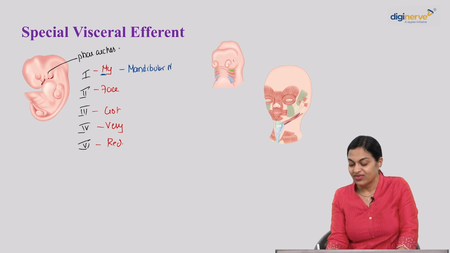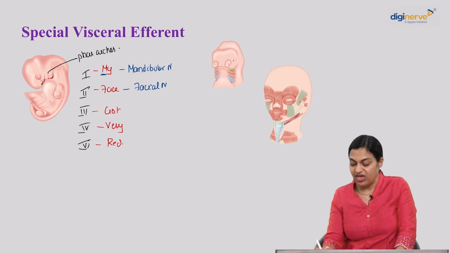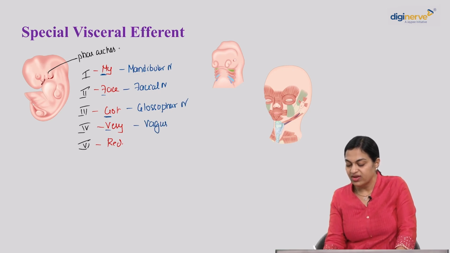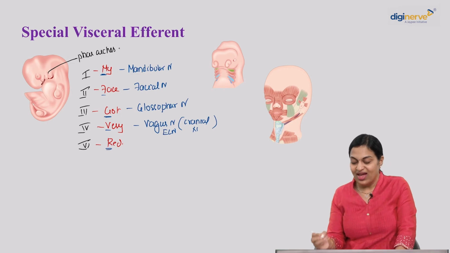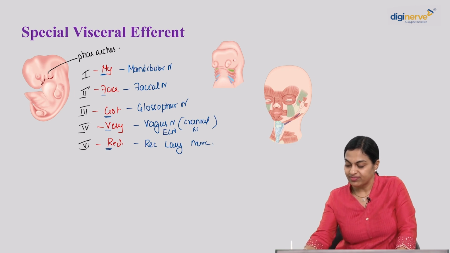mandibular nerve. The nerve of the second pharyngeal arch, we saw, right? Facial nerve. 3rd arch, glossopharyngeal nerve, the 9th nerve. And 4th arch, vagus nerve, along with the cranial part of the accessory nerve, also the external laryngeal branch of vagus nerve. And 6th arch, it's the recurrent laryngeal nerve, a branch of vagus.